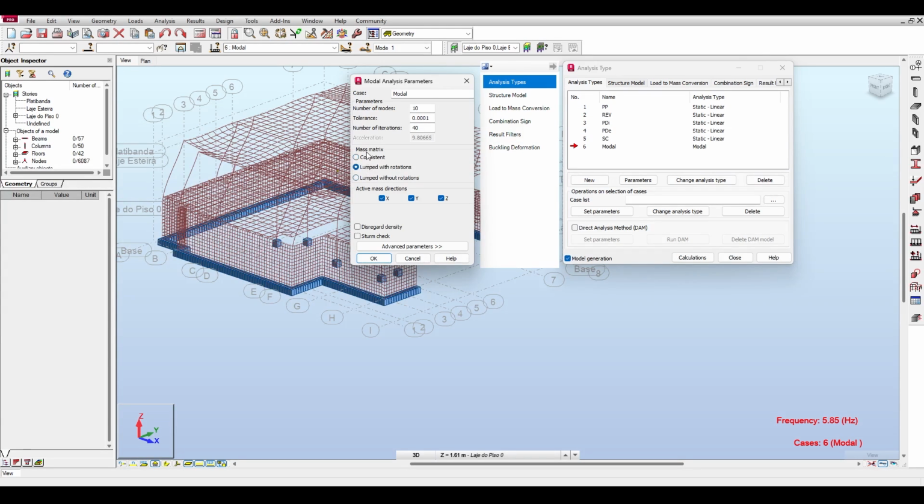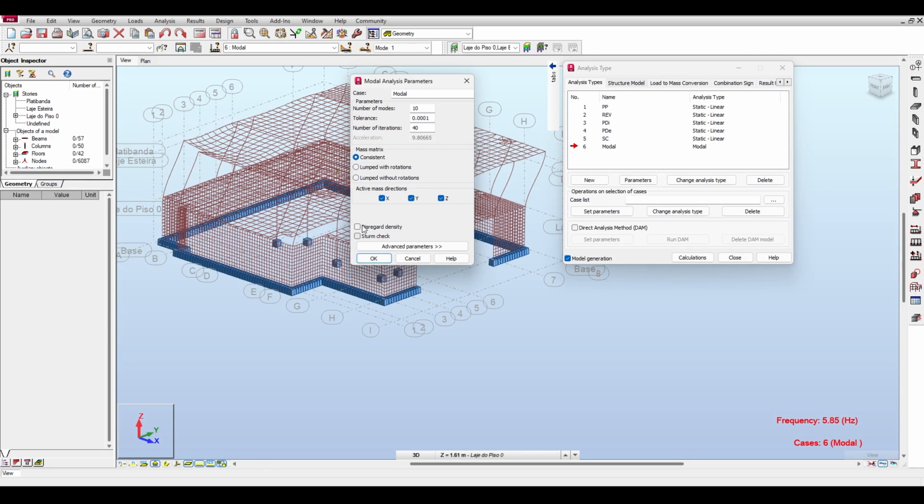Lumped is still okay. I mean, lumped is basically something that can get the job done, but I'm a fan of having consistent. Now, for the active mass directions, you can see X, Y, and Z are active. If you are interested in very, very detailed analysis, then you should have all three active. If only the horizontal movement is what concerns you, you can disregard Z and check out the horizontal movements. In my opinion, I like to have them all running because I want to see all the directions of vibration of the structure. Disregard density is off, as I said. We don't want to disregard density because I want Robot to calculate the self-weight and add it.